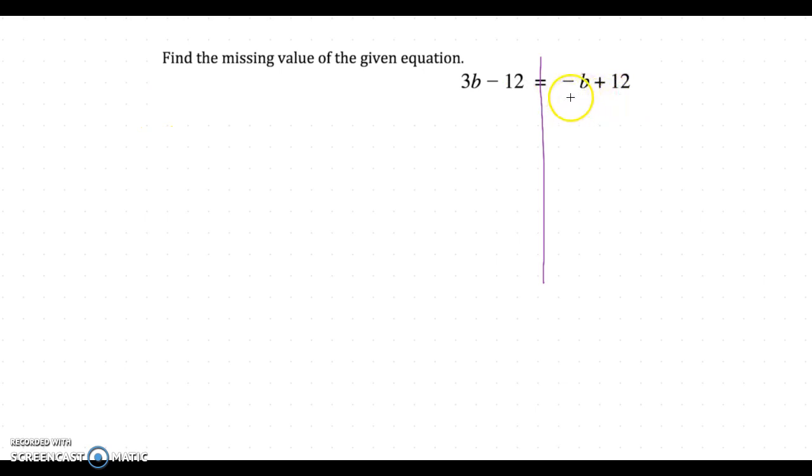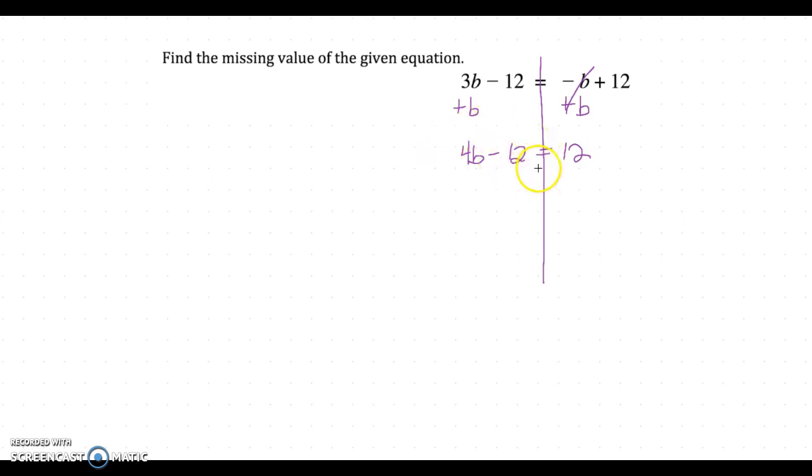I think what makes the most sense for me is I want to get rid of this minus b by adding b to both sides. The opposite of minus is add. So I'm going to add b to both sides and get 3b plus 1b gives me 4b. And then I didn't do anything with this minus 12 equals positive 12. Those cancel. I'm left with 12.